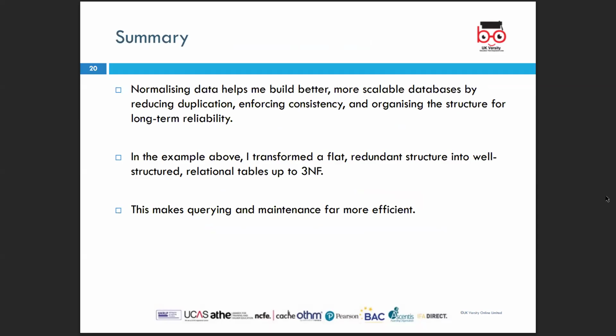To summarize, normalizing data helps us build better, more scalable databases by reducing duplication, enforcing consistency, and organizing the structure for long-term reliability.